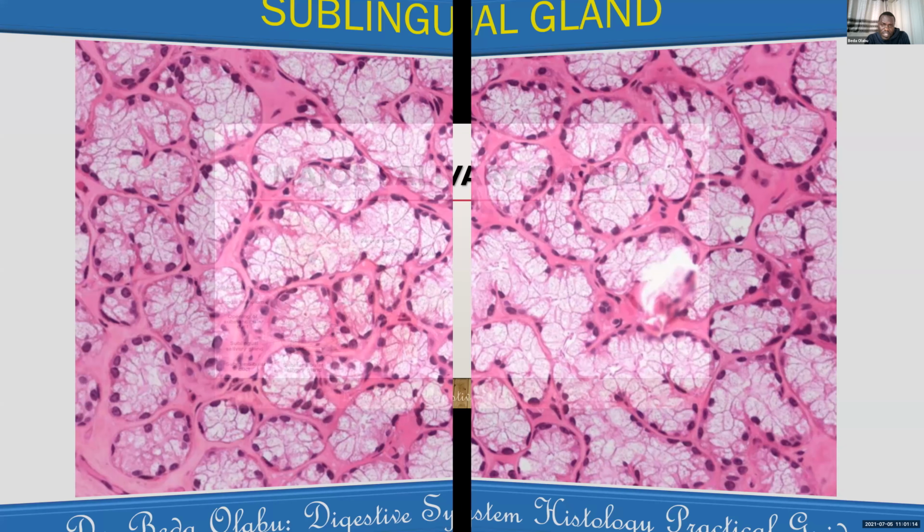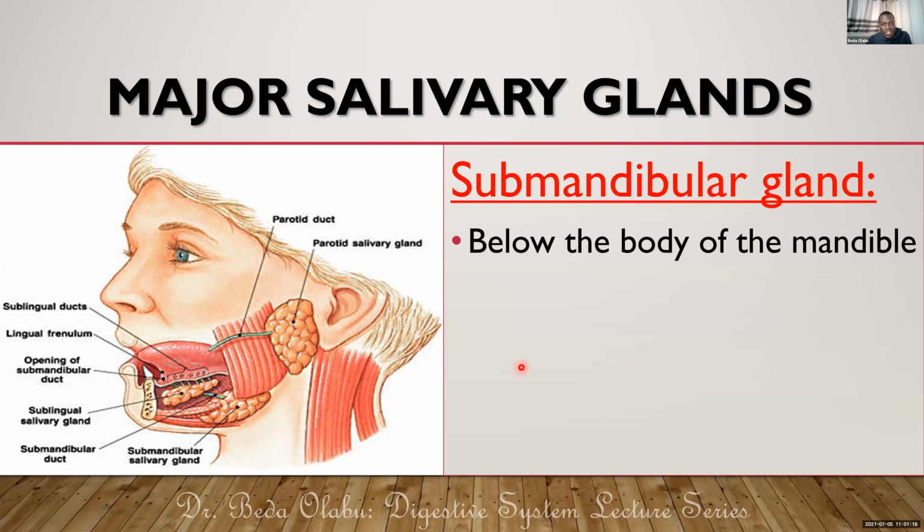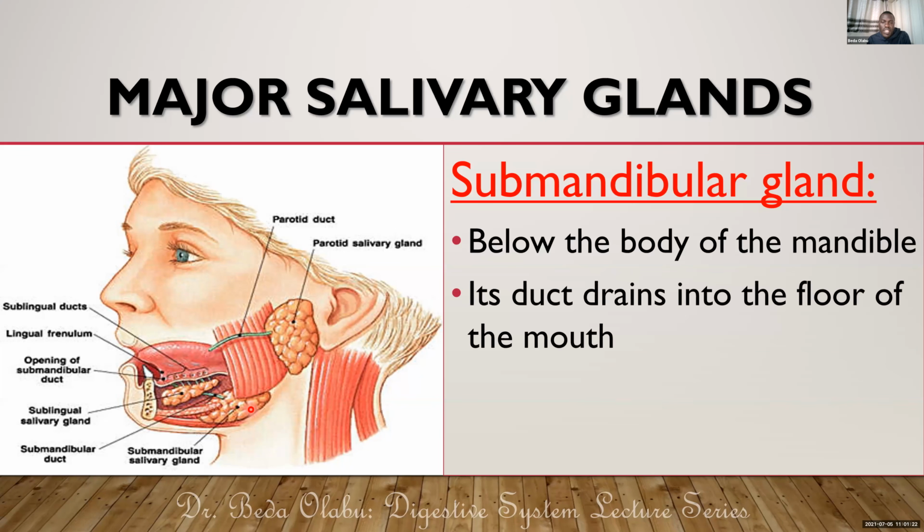Lastly, we have the submandibular gland. The submandibular gland is below the body of the mandible. That is why it derived its name as such. So this gland has a duct. The duct of the submandibular gland drains also into the floor of the mouth.